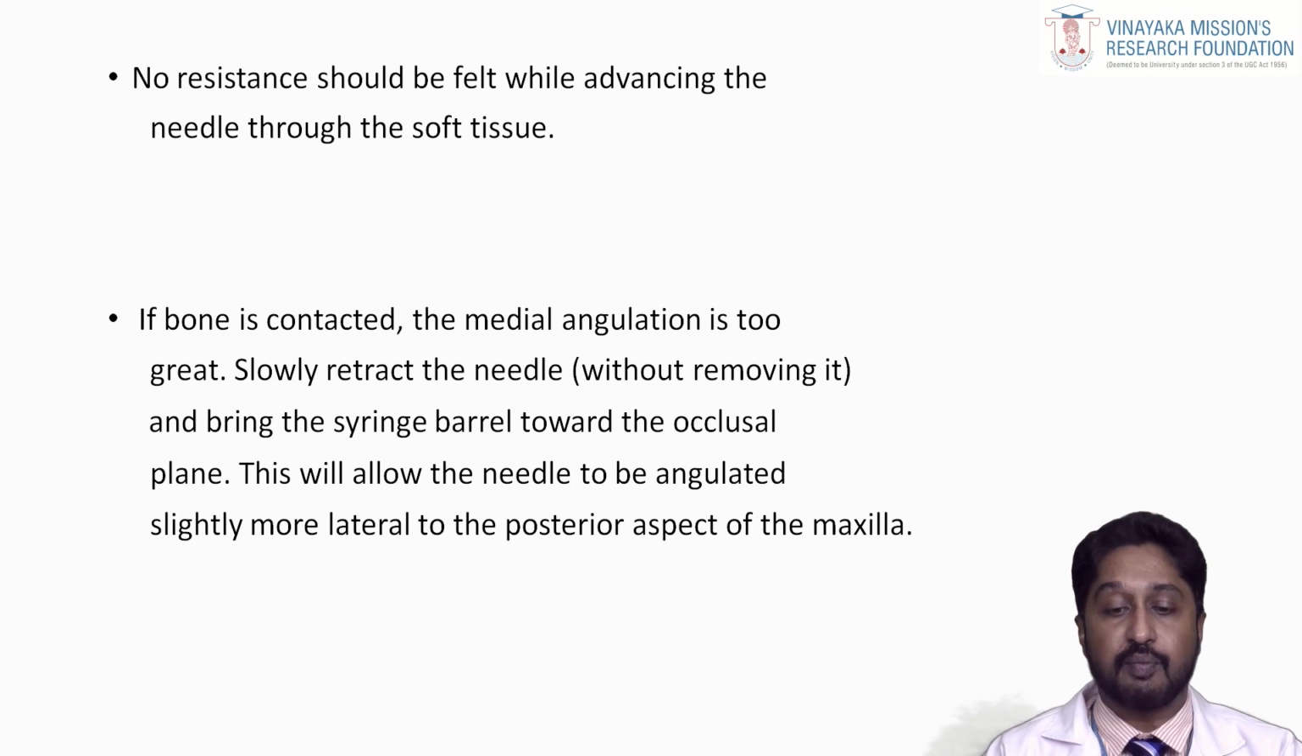If the bone is contacted, the medial angulation is too great. Slowly retract the needle without removing it. You can retract it, but you do not remove the needle fully. Bring the syringe barrel towards the occlusal plane. This will allow the needle to angulate slightly more lateral to the posterior aspect of the maxilla.